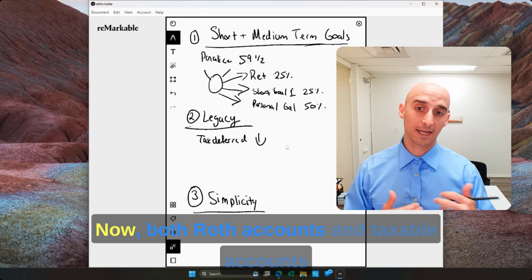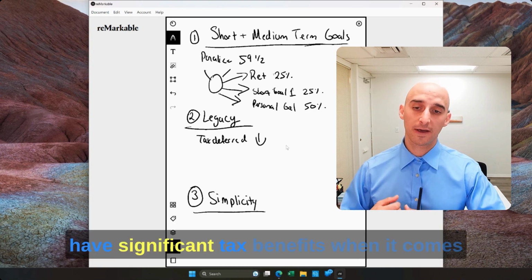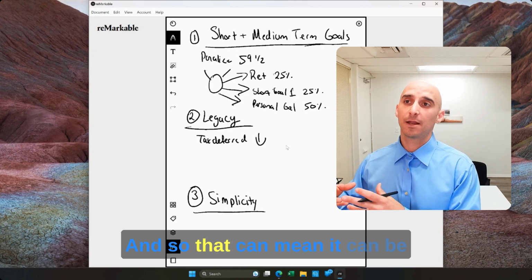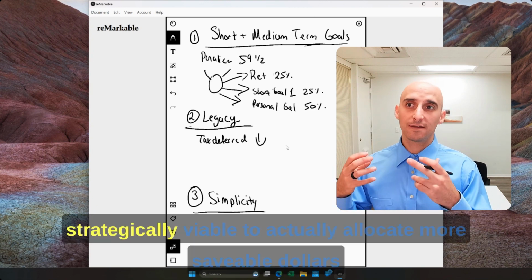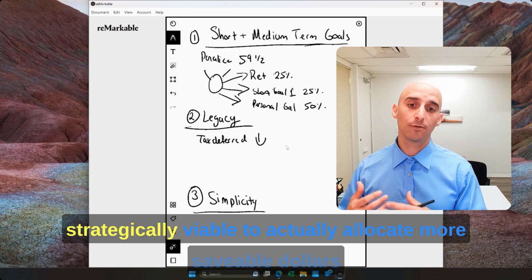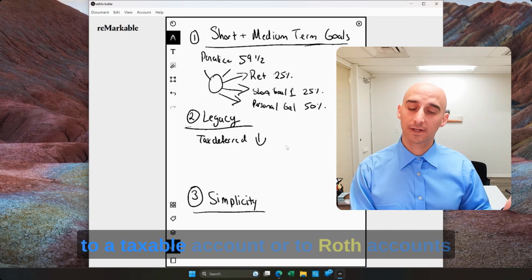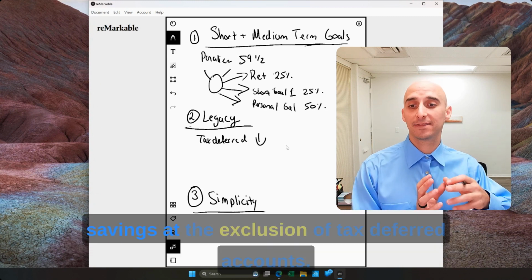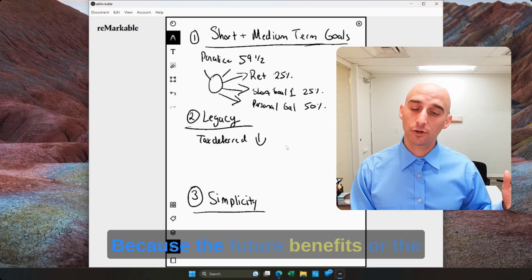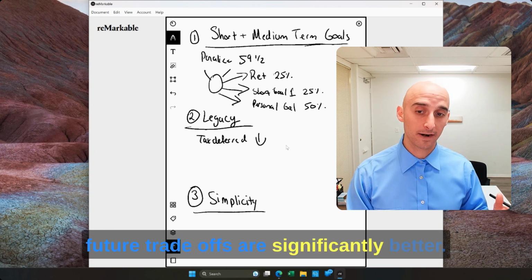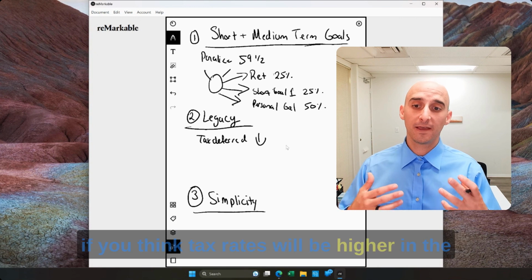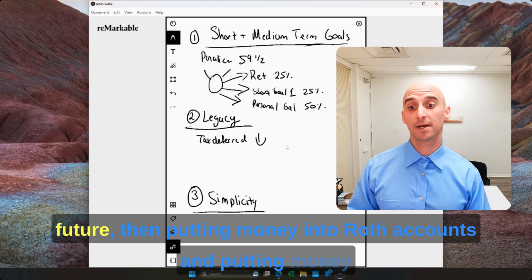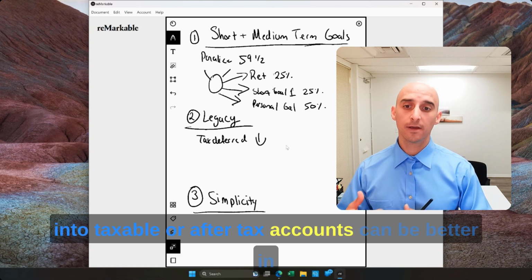Now, both Roth accounts and taxable accounts have significant tax benefits when it comes to planning for heirs and legacy. And so it can be strategically viable to actually allocate more savable dollars to a taxable account or to Roth accounts while you're still living and still saving, at the exclusion of tax-deferred accounts, because the future benefits or trade-offs are significantly better. A couple of ways to think about this might be, if you think tax rates will be higher in the future, then putting money into Roth accounts and into taxable or after-tax accounts can be better in the present.